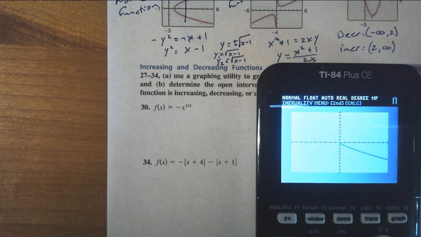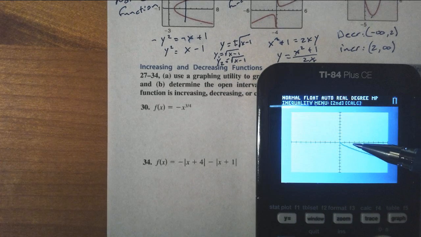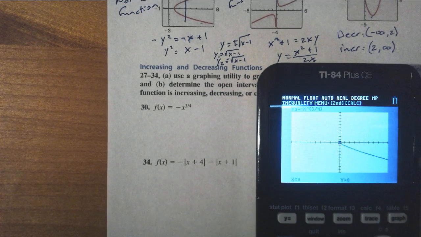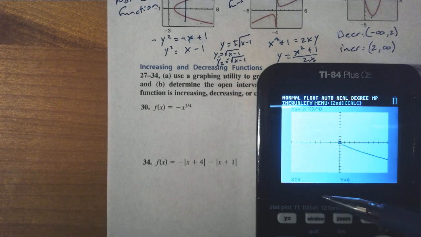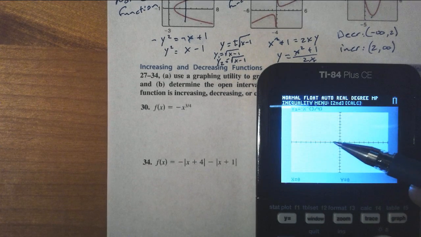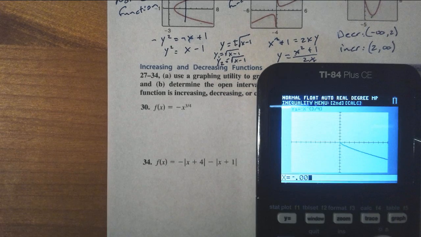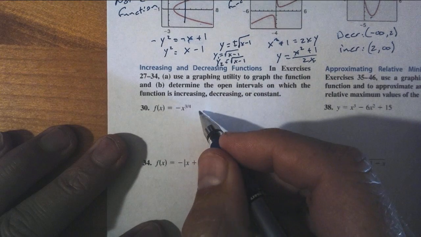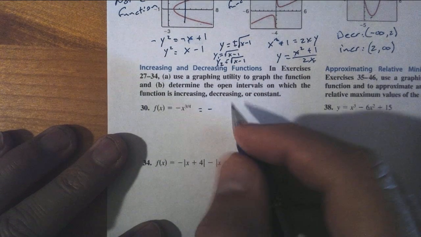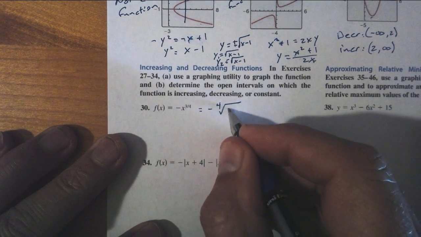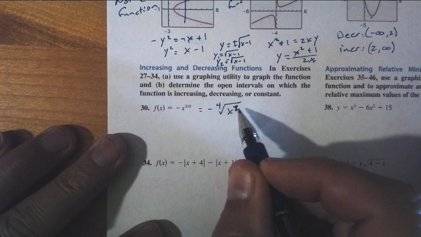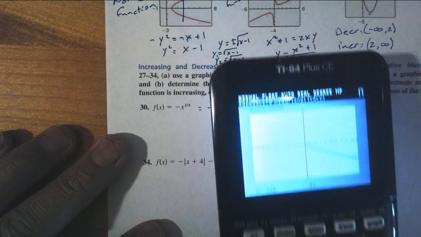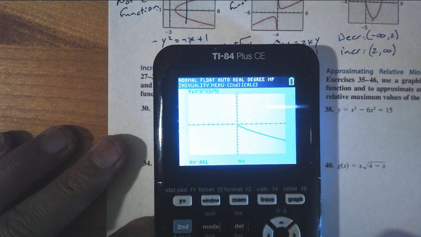Okay. Function appears to start at 0. Maybe I'll do a trace 0. And at 0, we're at 0. Does it go to the left at all? Let's go negative 0.001. It doesn't exist there. The reason that's happening is because this could be written as negative 4th root of x to the 3rd, and I can't have a 4th root of a negative. Can't have an even root of a negative. So not surprising there. Maybe we'd want to go window.